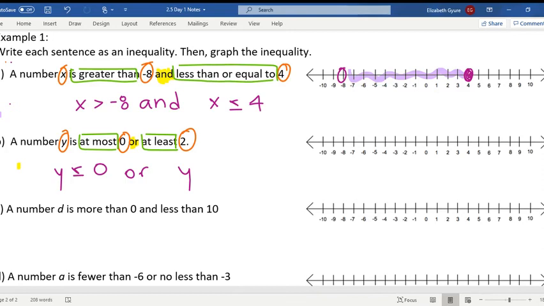Or y is at least 2. So if you have to be at least 2 years old, can you be exactly 2 years old? Yes. Can you be more than 2? Yeah, if it's at least 2, right? But can you be under 2? Right, so this one would be y is greater than or equal to 2.